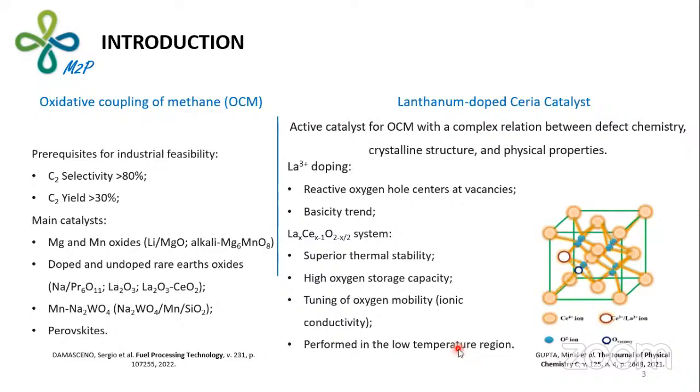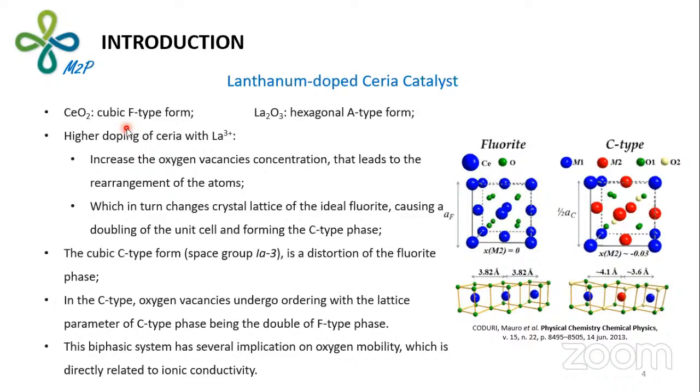Regarding the crystalline structure, cerium oxide has a cubic fluorite type, and lanthanum oxide a hexagonal A type. The doping with lanthanum creates oxygen vacancies, and higher doping with lanthanum increases the oxygen vacancy concentration. This increase leads to a rearrangement of the atoms, which induces changes in the ideal fluorite structure. It causes a distortion of the unit cell, forming a C-type phase. Therefore, the C-type phase is a distortion of the fluorite one.